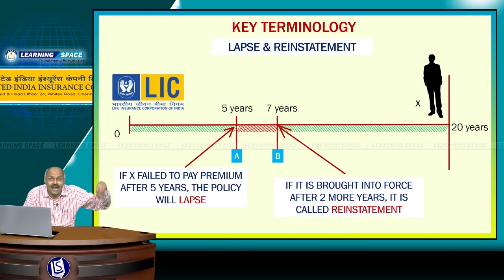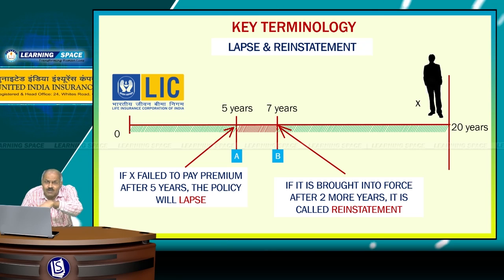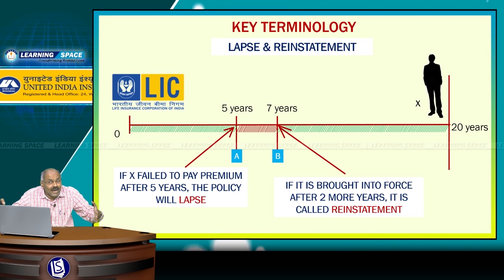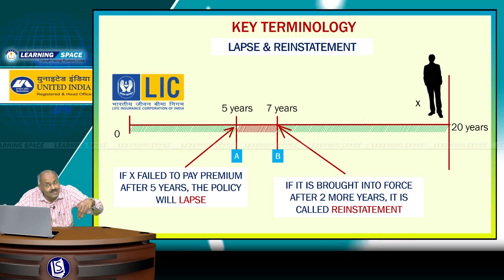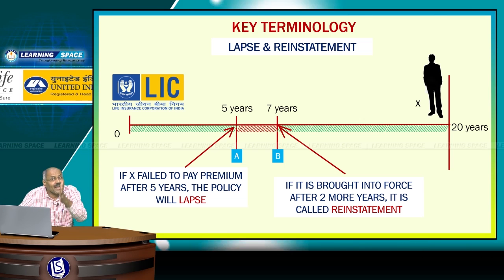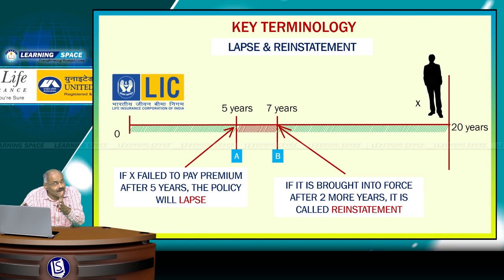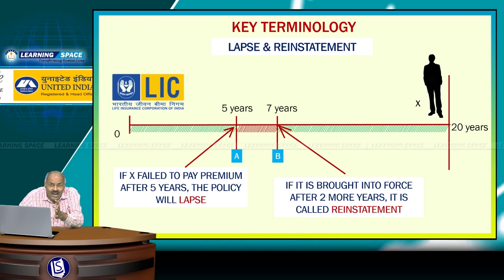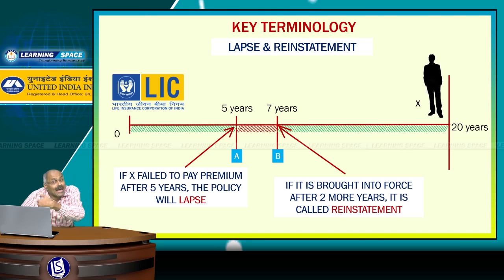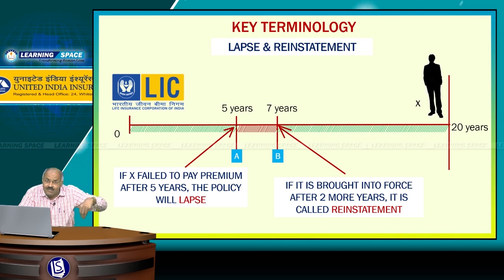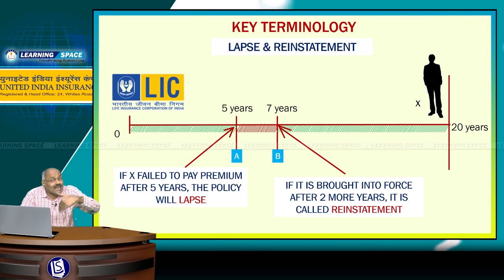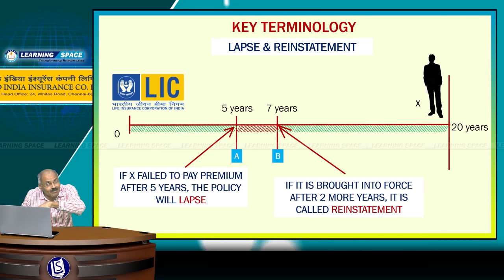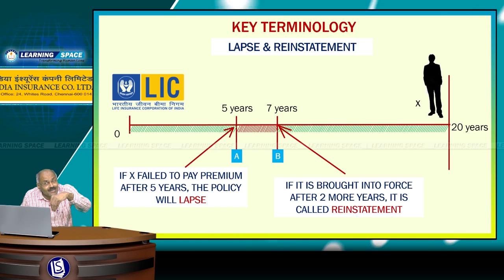And if you look at lapse and reinstatement, what is the difference between them? Suppose X has taken a policy from LIC for 20 years, but X stopped paying after 5 years. He has to pay a regular premium every year, but he failed to pay the regular premium after 5 years, so the policy will lapse. Let me tell you once again, if the person fails to pay the premium, the policy will lapse, and if it is brought back into force again, that is reinstatement. So these two terms, please don't forget: lapse and reinstatement.